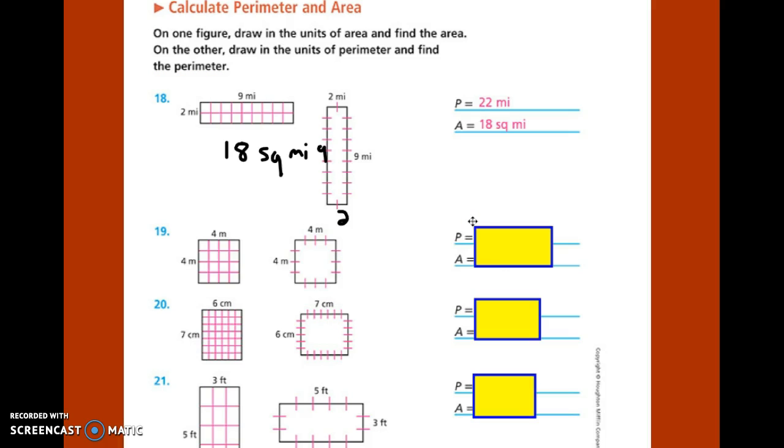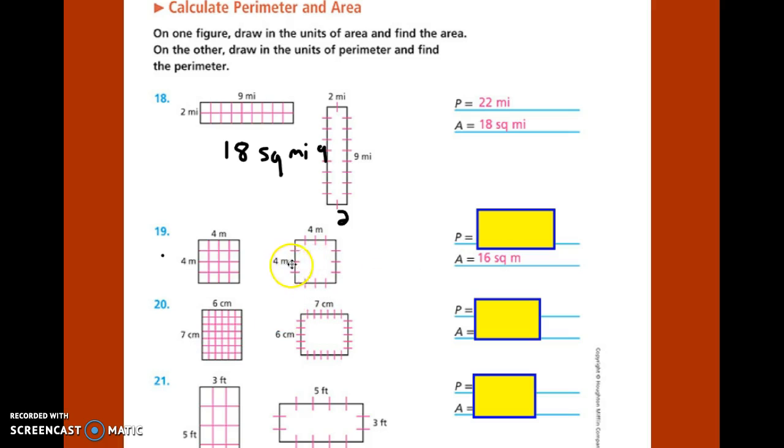All right, we'll have you do one more practice. Go ahead and work on finding the area of this shape right here, number 19. We'll see how you did. So again, for the area, you're going to do length times width. So you're going to say 4 times 4, which should have given you a total of 16 square meters.